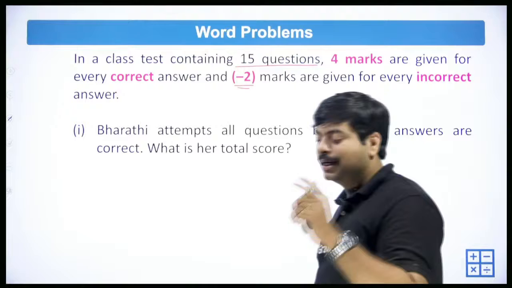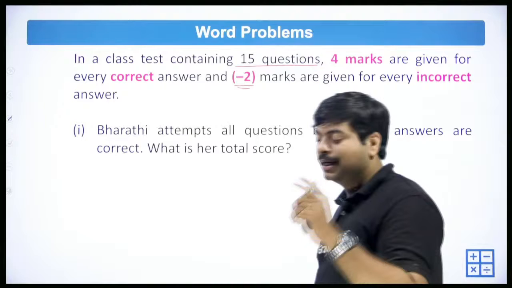Bharati attempts all the questions, but only 9 answers are correct. So 9 into 4, she will get 36 marks. Is this her final score? Had there been no negative marking, that would be her final marks. And out of 15, 6 questions are not correct: 15 minus 9.